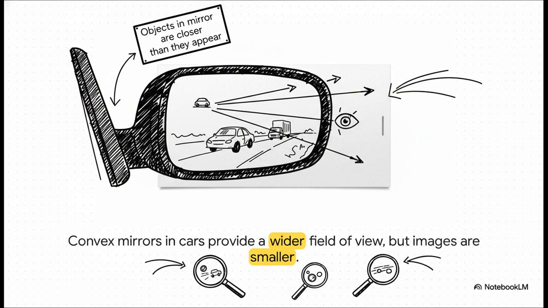But what's the trade-off? Well, just like we saw in the chart, the image is always diminished or smaller. And that's exactly why they have that warning printed on them. Objects in mirror are closer than they appear.